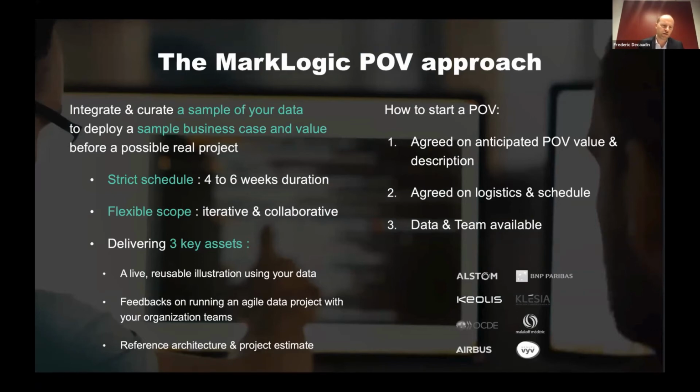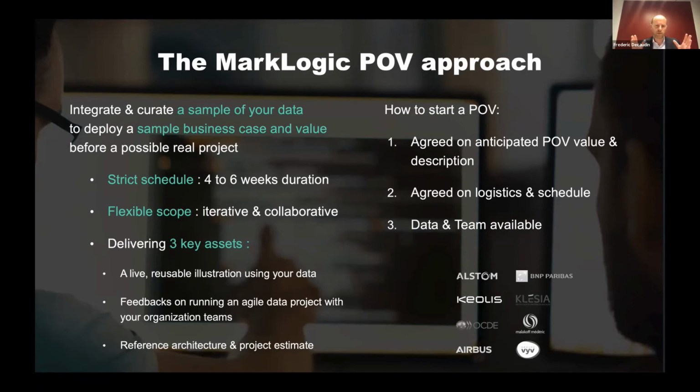So we work together to integrate and curate again a sample of your data on a sample business case and value before, of course, if you like it, trigger a real project. So again, this is something that we run in a very strict schedule. So this is usually something that runs between 4 to 6 weeks maximum. We don't want to go larger than that.